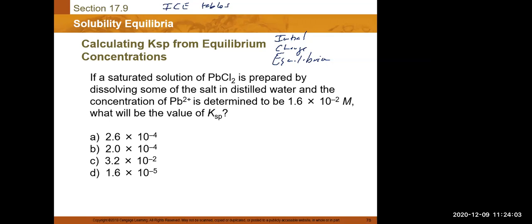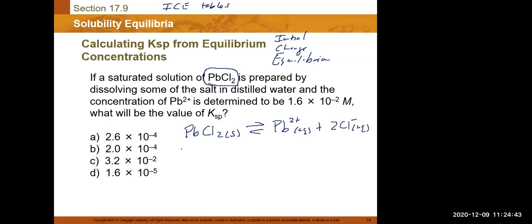And basically, we use an ice table to figure out what something will be at equilibrium if we're given the initial concentrations of everybody. And I'll show you how to do that with this problem, even though technically speaking, you don't really need to do an ice table, but I'll just show you how it works. So the first thing you would do is take your salt and your reaction, and break it apart and have the overall reaction, which in this particular case would look something like this. Again, this is basically just a salt that's breaking apart into ions.